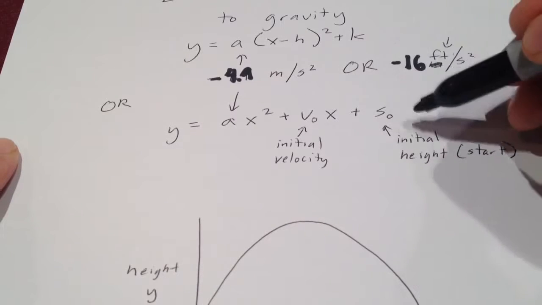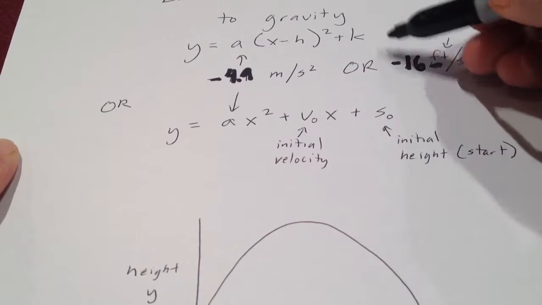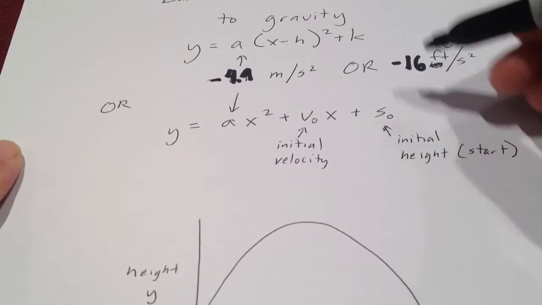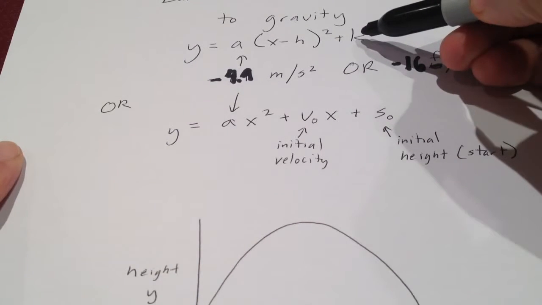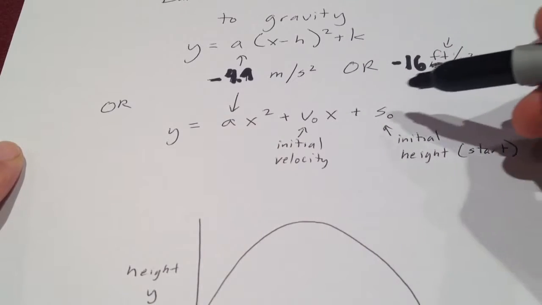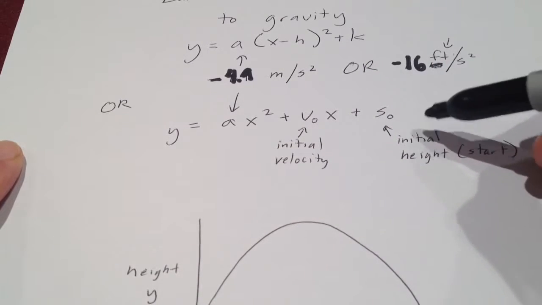Now notice these are 2 very different equations. And so these are interchangeable, but it depends on what initial information you are given. Are you given the vertex, the maximum height, or are you given the initial velocity and the initial height?